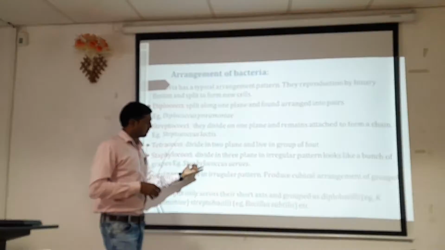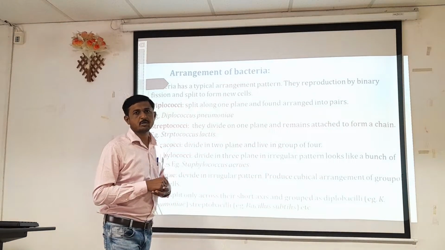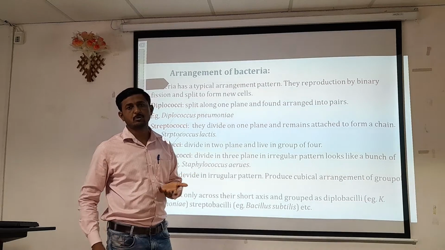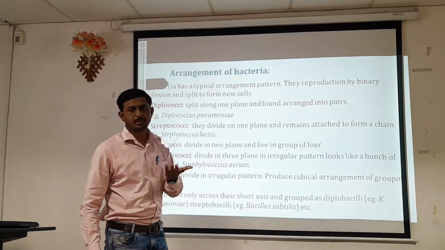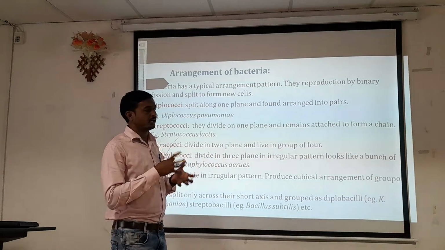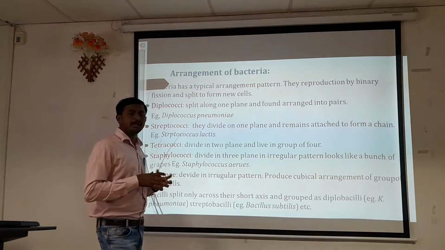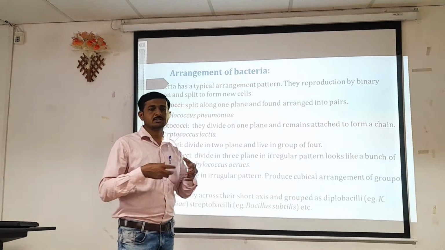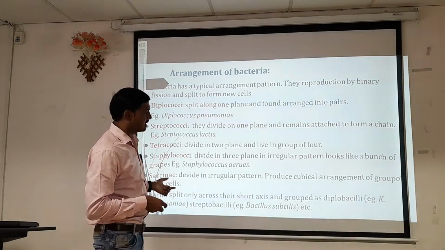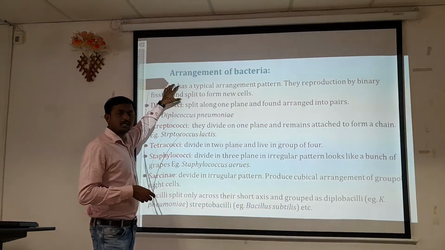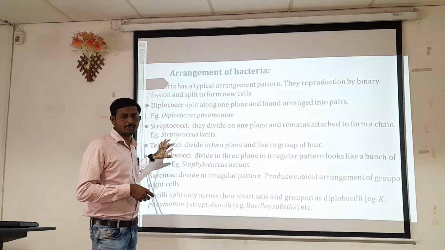So on the basis of a particular arrangement of bacterial cells, a separate genus or separate group of organisms has been observed or prepared. Sarcina produces a cubical arrangement of a group of 8 cells. Apart from staphylococci, if 8 cells form a cubical structure, it is called Sarcina. On the basis of cell arrangement, another group of organisms can be prepared.